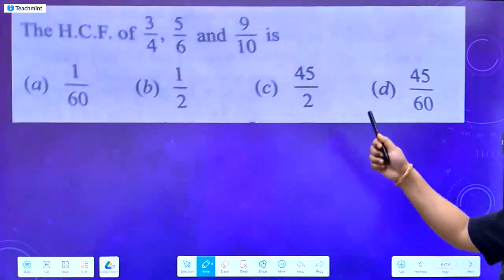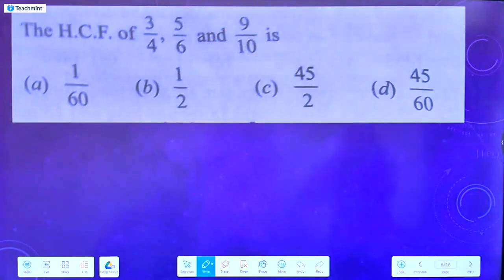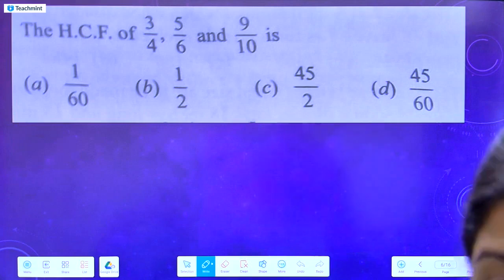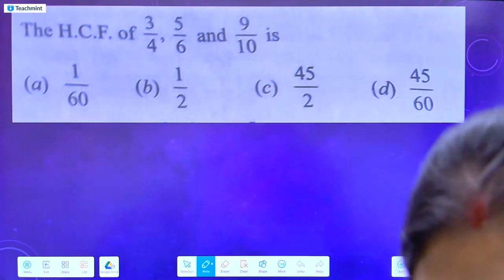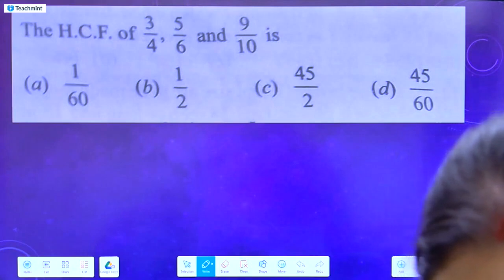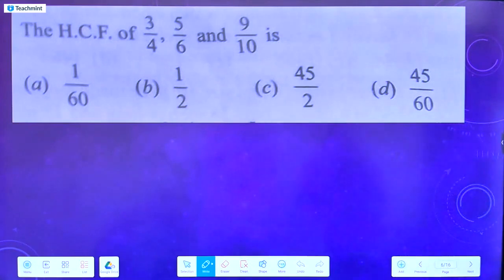Yes, ma'am. Calculate the next one. Okay? Giving you in the poll. Calculate the next one. HCF of 3 by 4, 5 by 6 and 9 by 10.